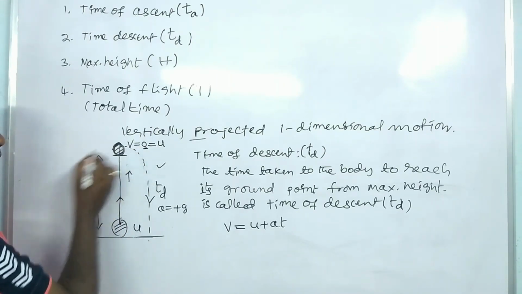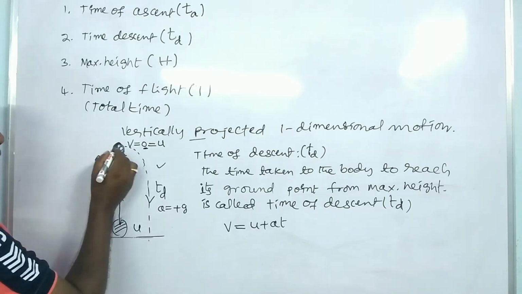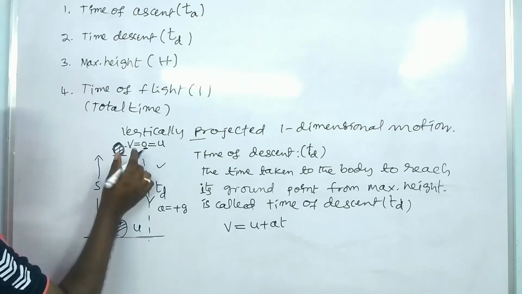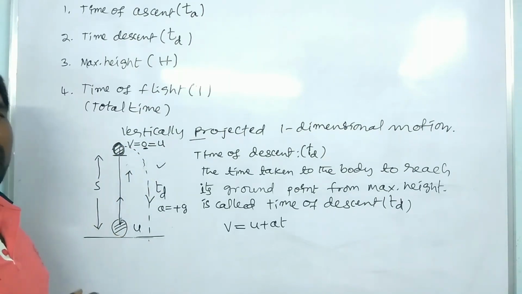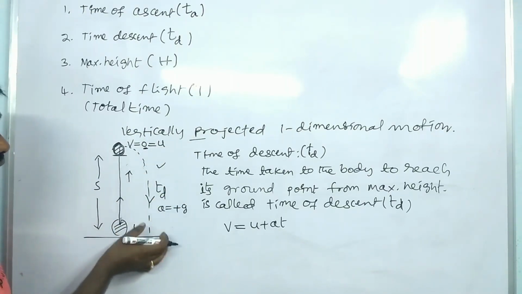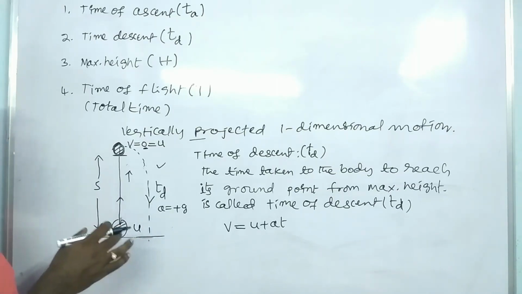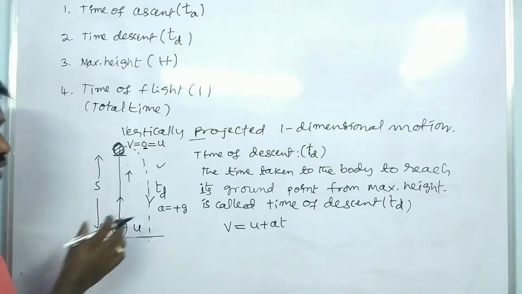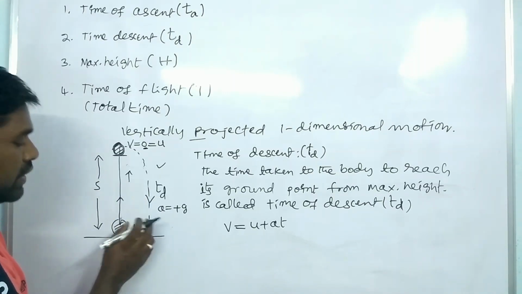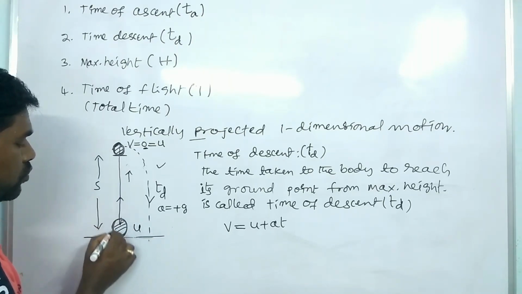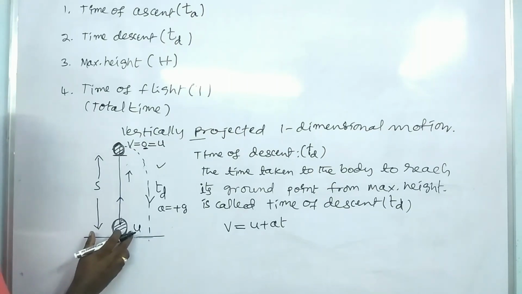So the body is at a certain height, and at this position its velocity is equal to 0. It starts to fall down, and the velocity increases. At the ground point, it has more velocity, so the velocity increases with time. How much velocity can it attain? Whatever velocity we projected at first, how much velocity did we project at first?